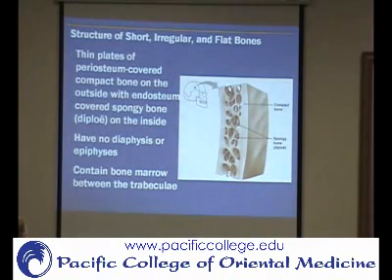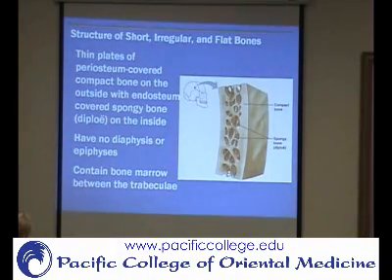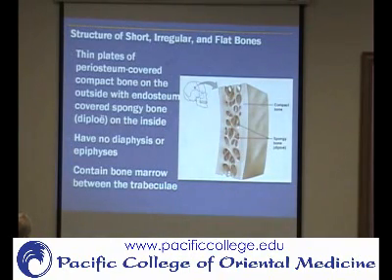So they can just do their growth right at the edge of this, between the compact bone and the spongy bone. And then the spongy bone on the inside is called the diploe. All right, and then what kind of bone marrow are we going to have in here? Red bone marrow.